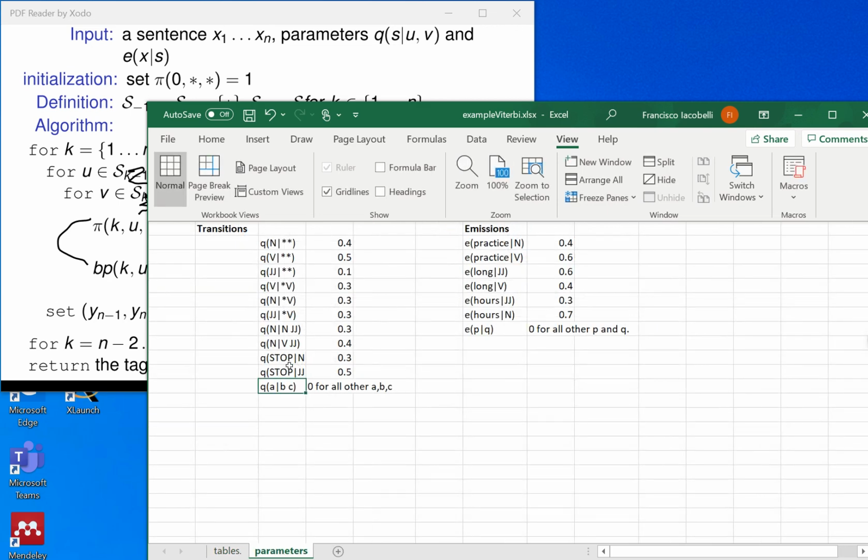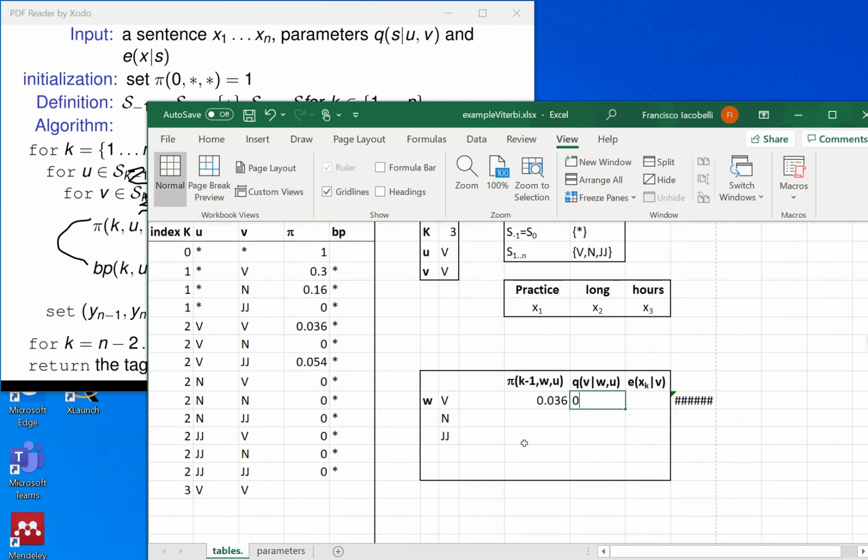I don't see it in the parameters, so I'm going to assume 0. So we know that that's 0. Now we compute this one. What is pi of 2 N V? Here, 0. So that's 0. And what is pi of 2 JJ V? 2 JJV is 0. So that's going to be 0 right there, right?